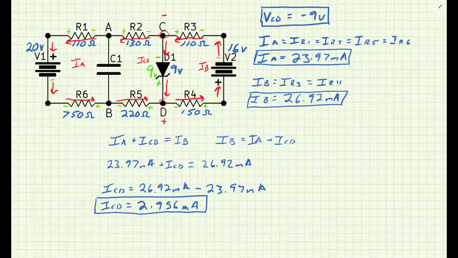Alright, so let's go ahead and solve those. Now that we know that current ICD, let's go ahead and solve those voltages so that we can solve for the A to B voltage, and we'll be done with this circuit.